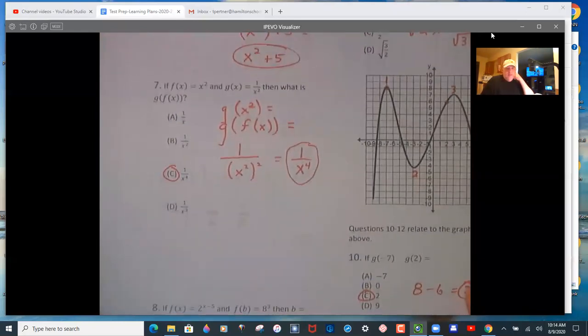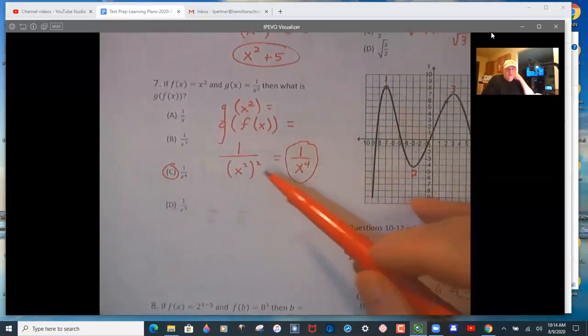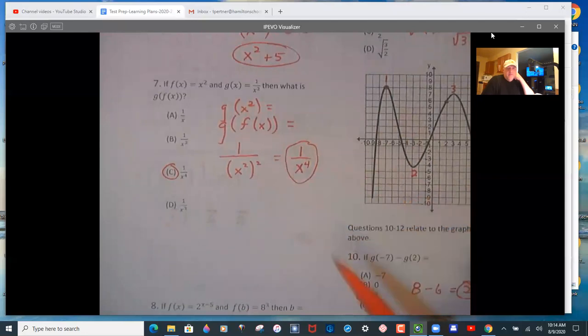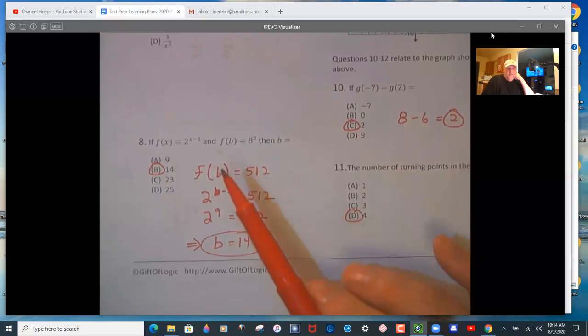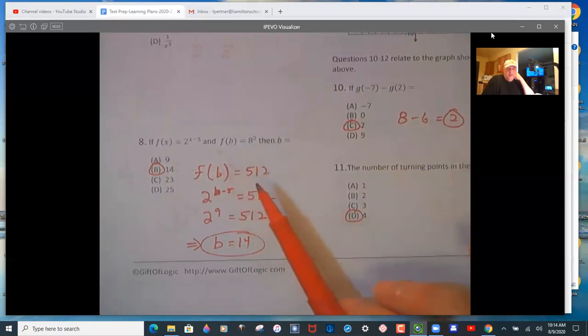And what does that mean? Well, it means x squared squared. In this problem, 1 over x to the 5th. Problem 8, so f of b equals 8 to the 3rd. 8 to the 3rd is 512.